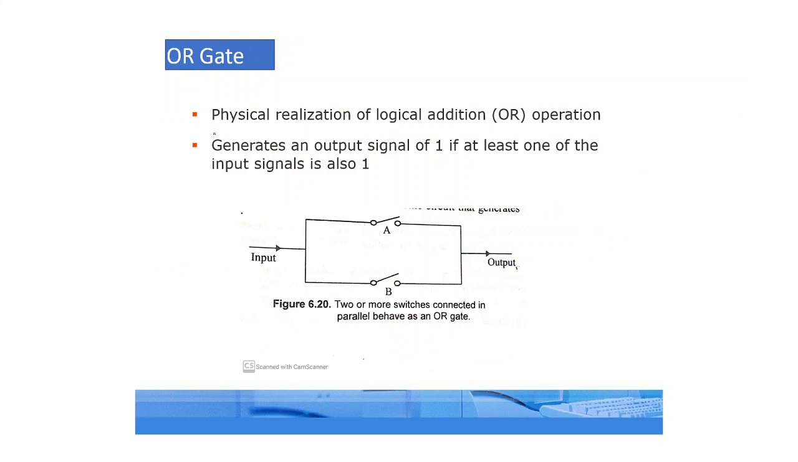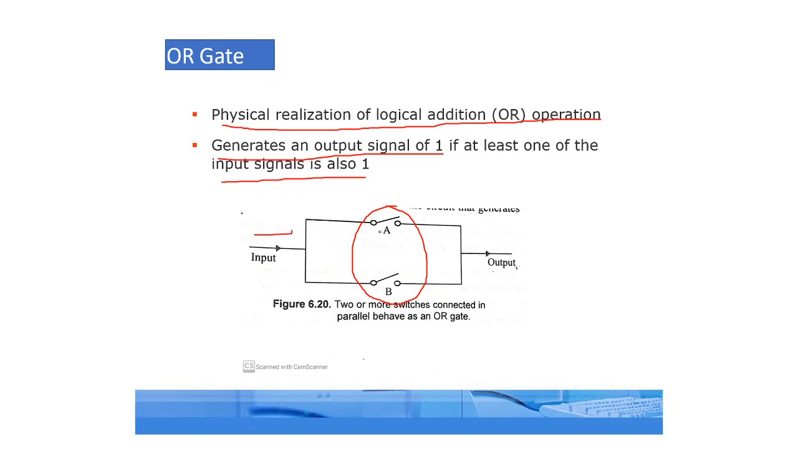Next is the OR gate. The OR gate is the physical realization of the logical addition operation. It generates an output signal of 1 only if at least one of the input signals is 1. In AND gate the switches are connected in series. If the switches are connected in parallel, then they behave like an OR gate. In that case, if either A or B or both are in on state, then the input will reach the output.